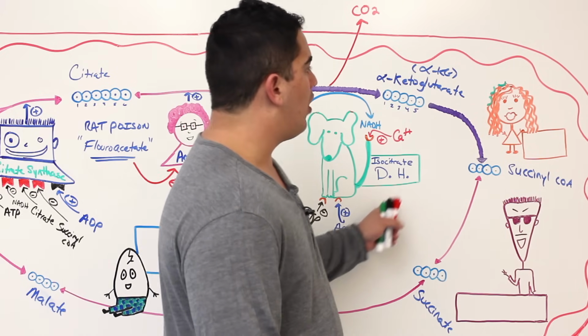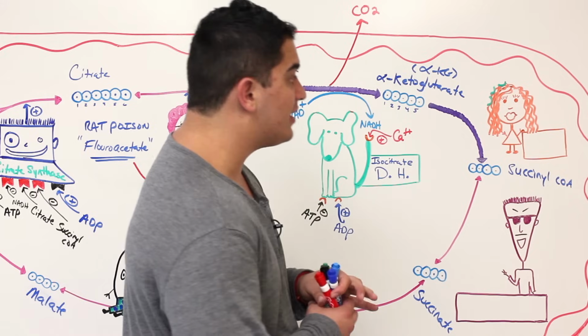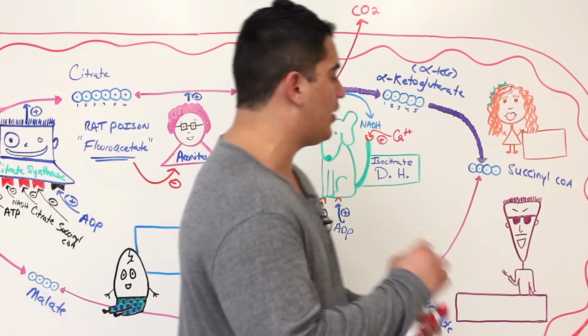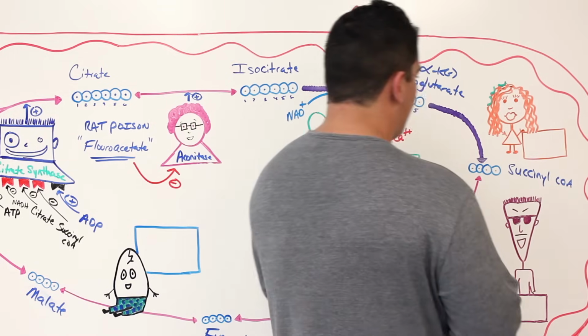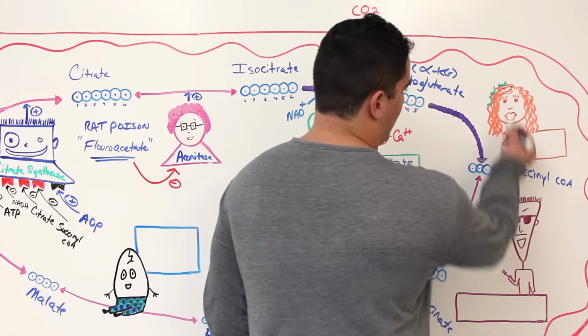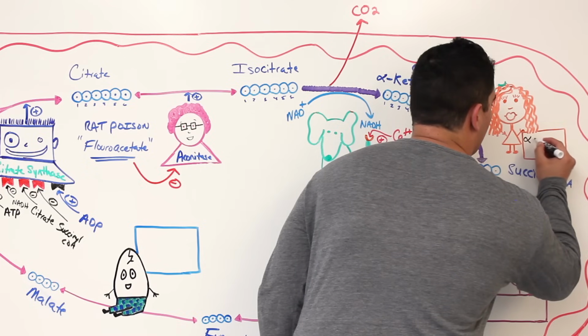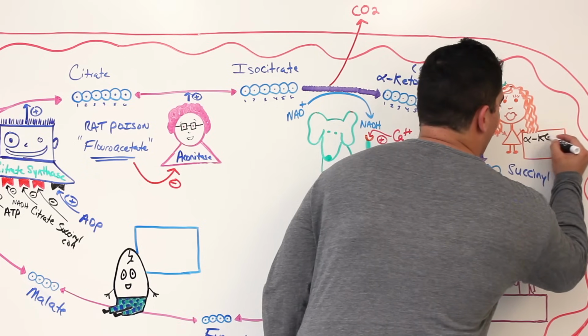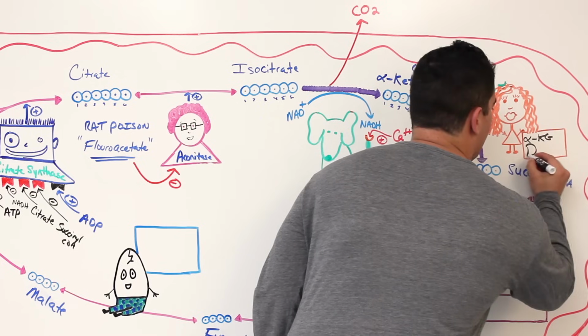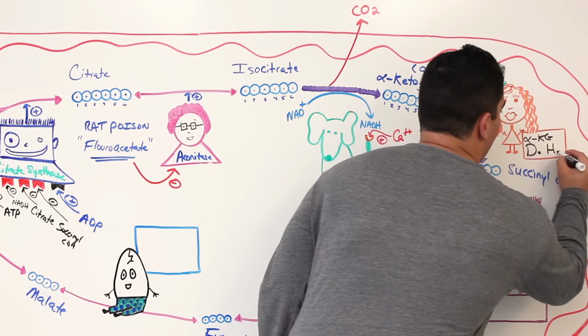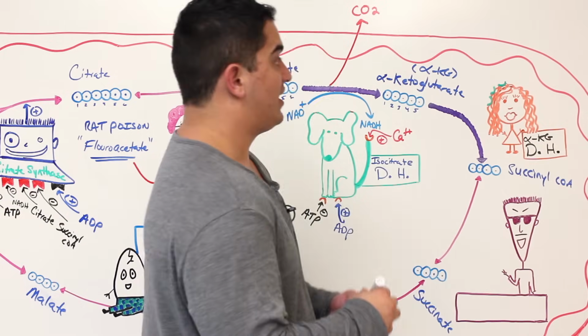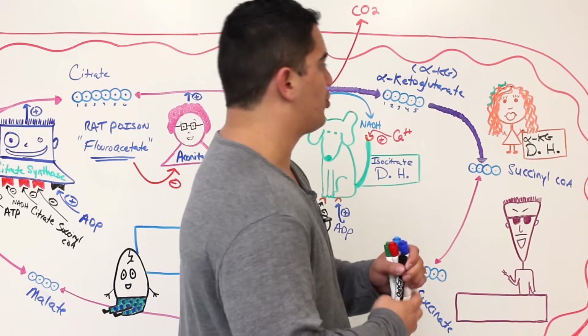Okay, now we're going to move on to this next enzyme. This next enzyme is extremely important. We really need to remember this enzyme. This enzyme right here, look at this. She's got locks here. This is called the alpha-ketoglutarate, KG, dehydrogenase enzyme. This is an extremely, extremely crucial enzyme.